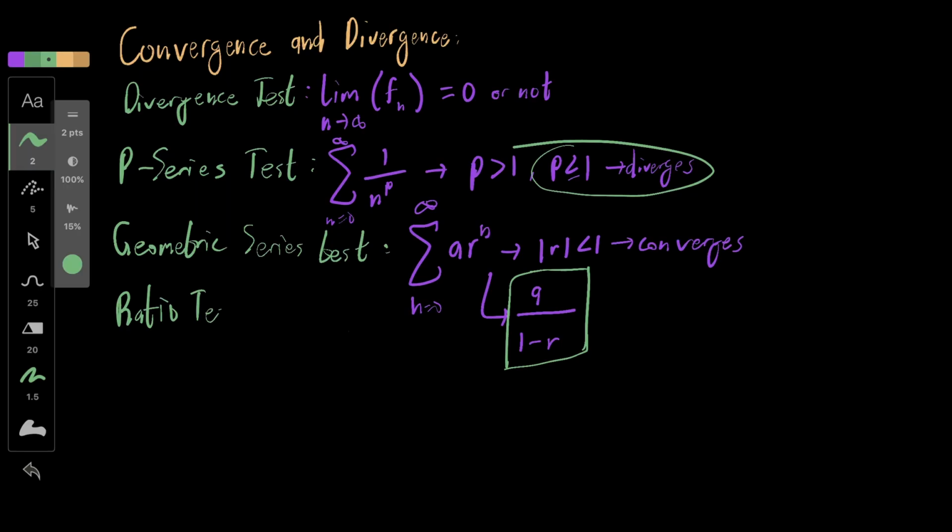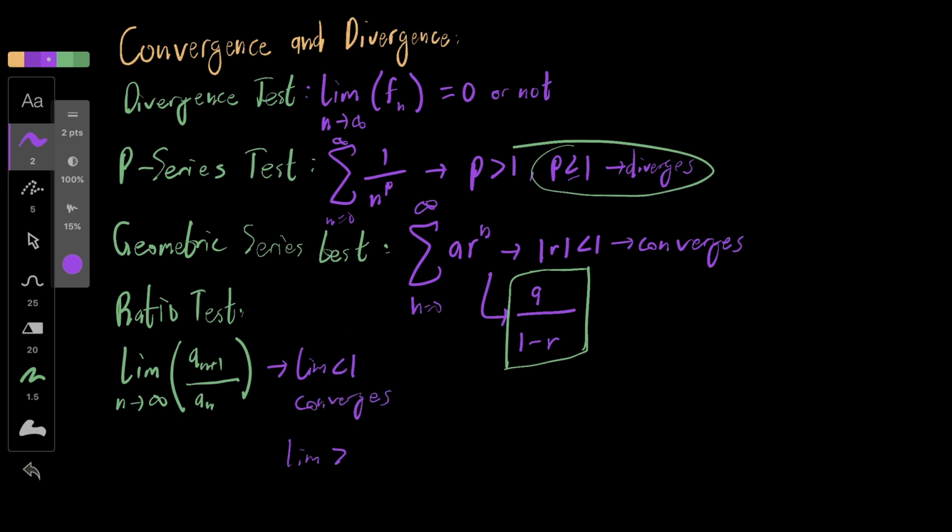Now, the ratio test says, alright, let's take the limit of the n plus 1 term over the nth term. Now, if this limit is less than 1, it converges. If it's greater than 1, it diverges. Now, these are just a few tests that I planned over here. There are many more tests, and those tests will be revealed in other videos.